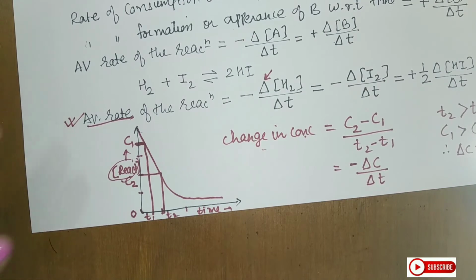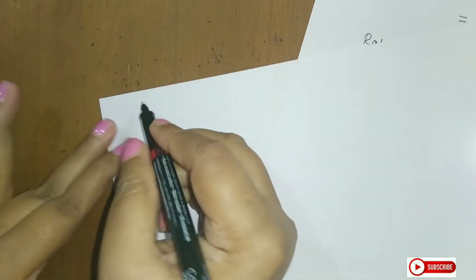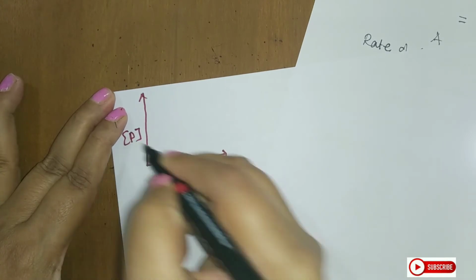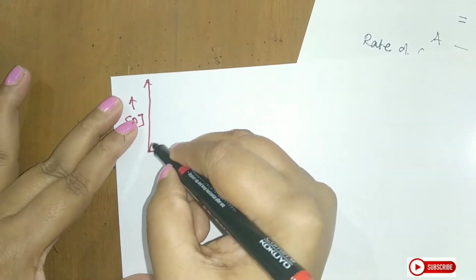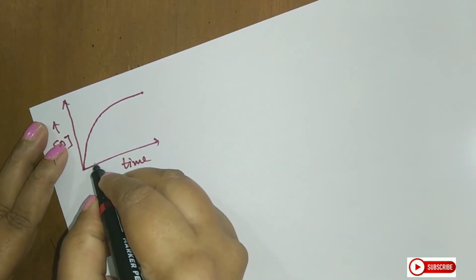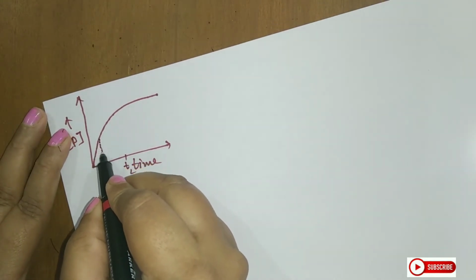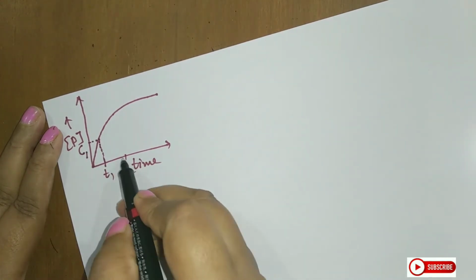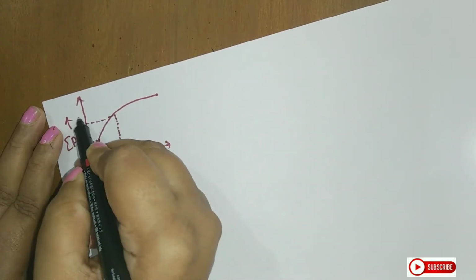Let us try the same for the product and see how it becomes positive. So for products, let us plot the graph. This is the concentration of the products and this is time. So how will the graph be? The graph will be something like this. Right, students? Let us mark the first time as T1 and this as T2. At this point, this is your first concentration. I will call this C1. And at time T2, the concentration here is C2.